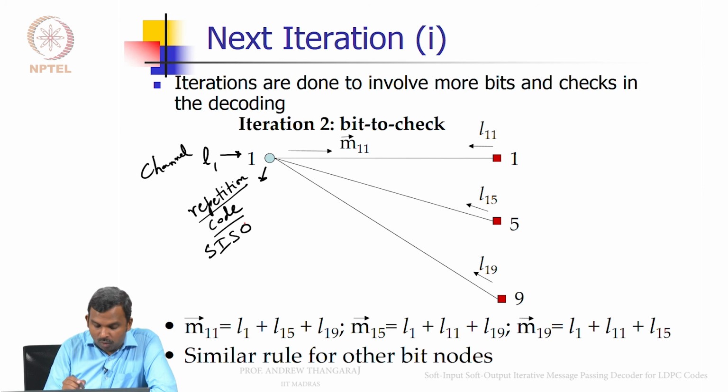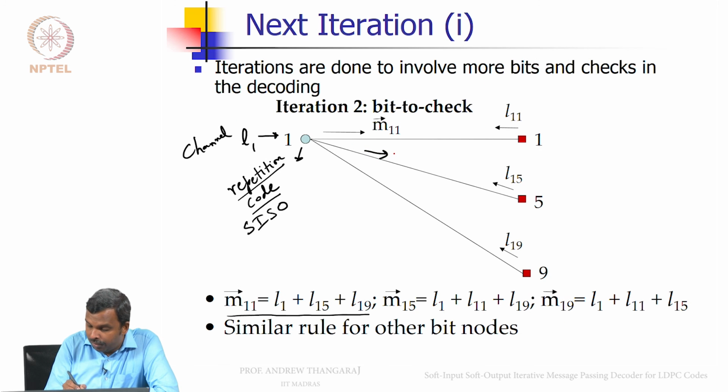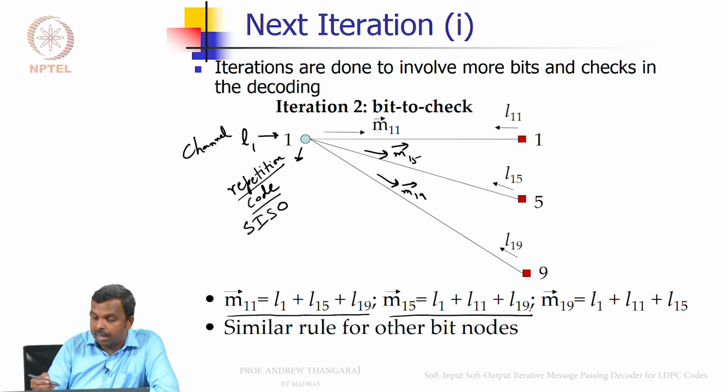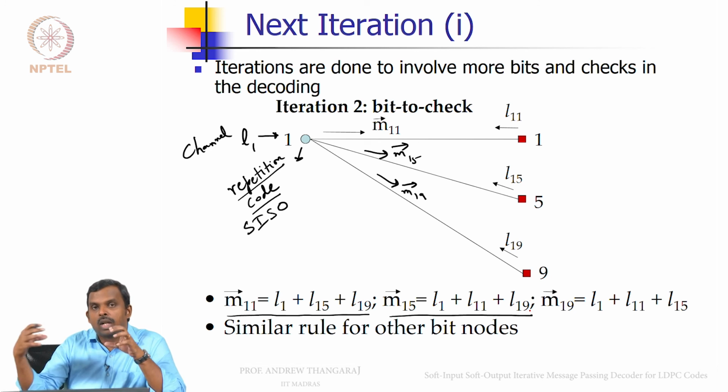So, how do you compute M11? M11 is L1 plus L15 plus L19. Remember the repetition code: you just add the LLRs. How do you compute M15 and M19 in this direction? M15 is L1 plus L11 plus L19. The other 2 add up.